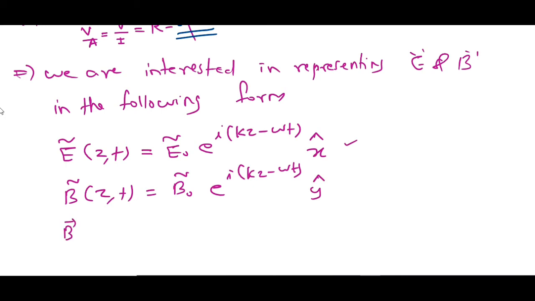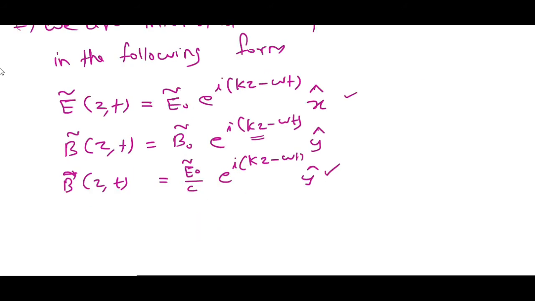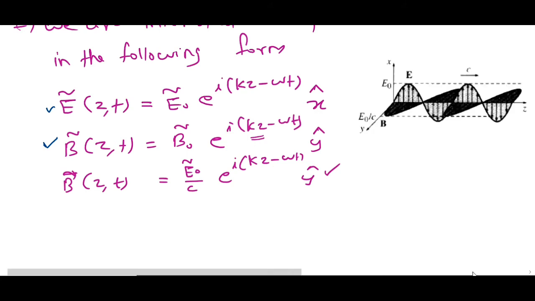This magnetic field we have written in terms of the electric field, that is E0 by C. Just now we have seen the relation connecting B0 and E0, so E0 by C into e power i kz minus omega t, y cap. In this way also you can represent your magnetic field. This electric and magnetic field propagating along the z direction, I will show you the picture, that will be more clear to you. See this picture.